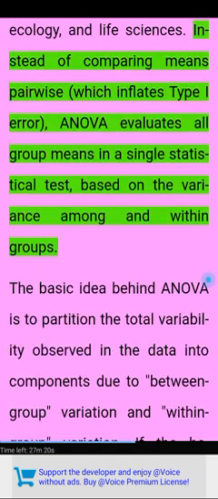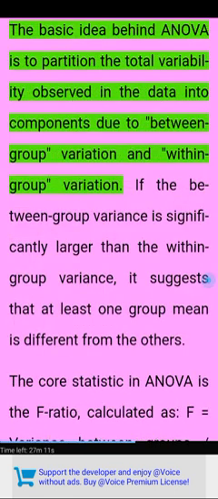Instead of comparing means pairwise, which inflates type 1 error, ANOVA evaluates all group means in a single statistical test, based on the variance among and within groups. The basic idea behind ANOVA is to partition the total variability observed in the data into components due to between group variation and within group variation.